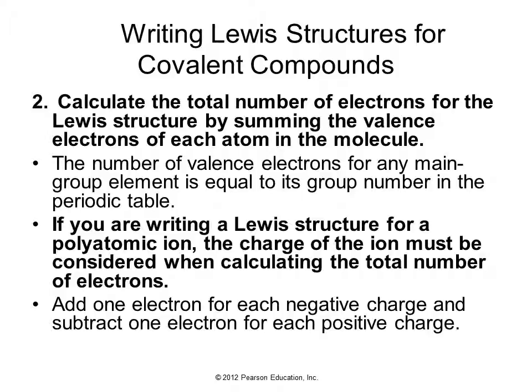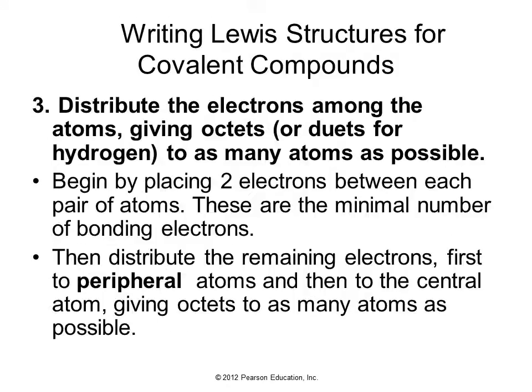And the number of valence electrons of a main group element is given by its group number in the periodic table. Remember, if you're writing a Lewis structure for a polyatomic ion, the charge of the ion must be considered when calculating total electrons. If it's negative, you've got to add 1 electron. If it's positive, you have to take away an electron.